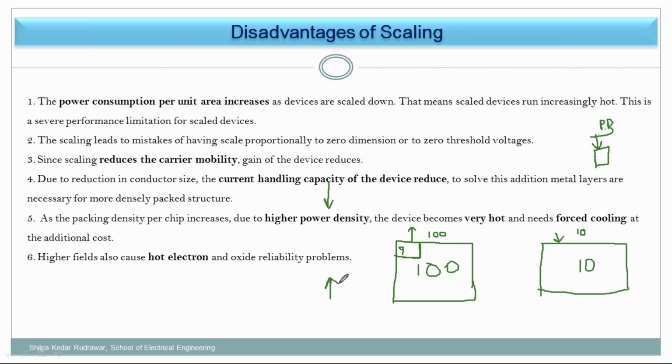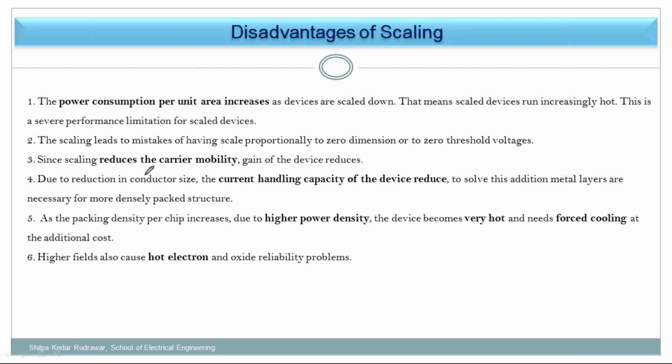This is the first disadvantage we are having. Understood? Any problem in this? Because the device becomes small, power dissipation per device decreases. But as more devices are mounted on a small area, previously there were only 10 transistors, but now there are 10,000 transistors, so power dissipation per unit area increases. This thing you need to understand. Hope the things are clear.